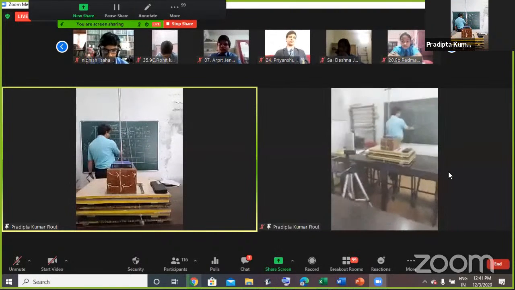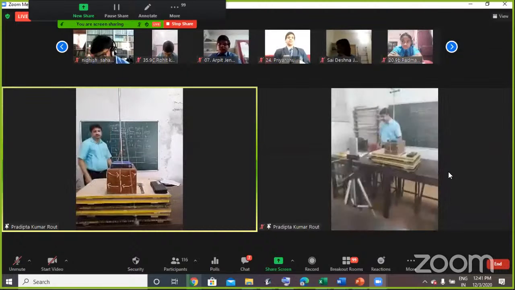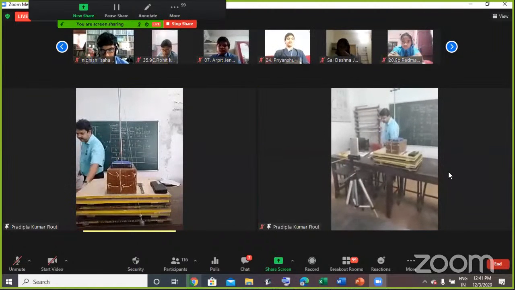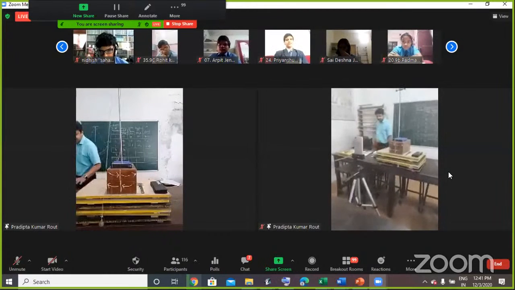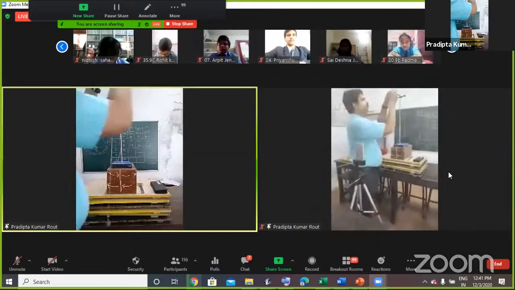Now, next thing will be for 70 centimeters. 70 centimeter means length of the thread 68 centimeters. So let me remove it again.